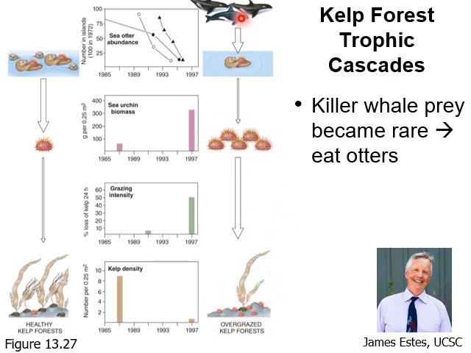So there's actually four levels here, right? Orcas affect otters, otters affect urchins, and urchins affect kelp. So that is the trophic cascade going on here. What you have at the very top, the orcas, has an effect on all the levels below it.